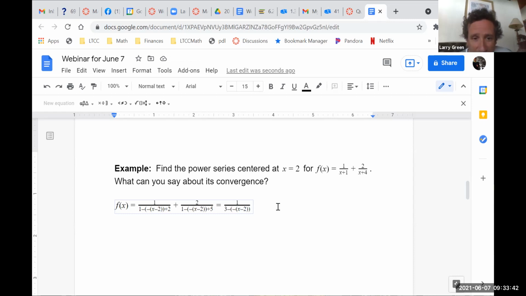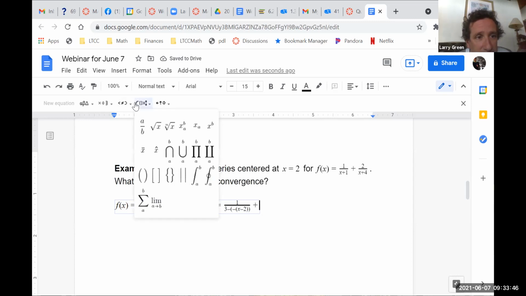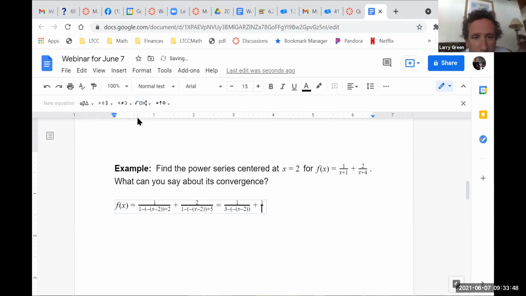And then let's do the next one. Plus, fraction, 1 over. And then 1 plus 5 is 6. 6 minus parenthesis, negative, parenthesis, x minus 2. And the parenthesis.